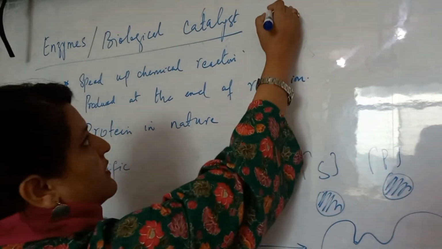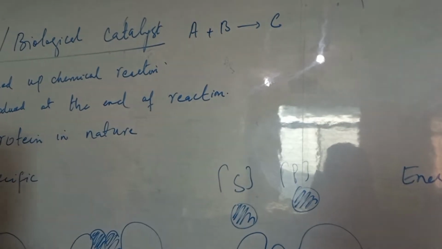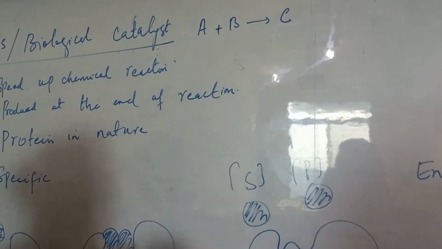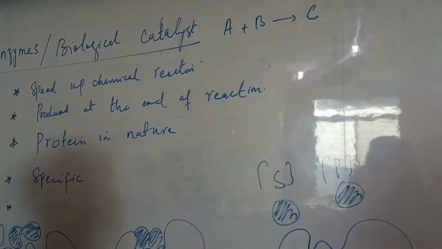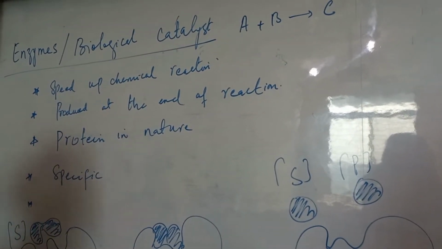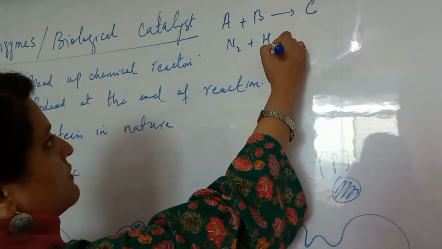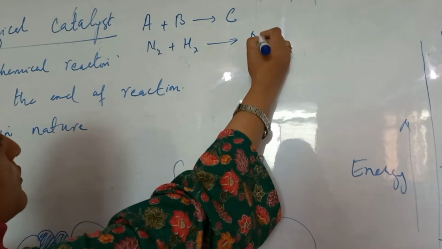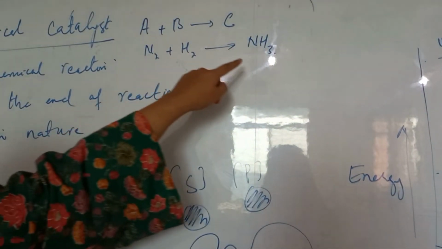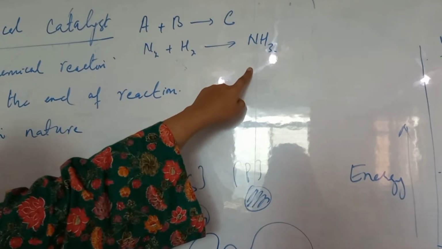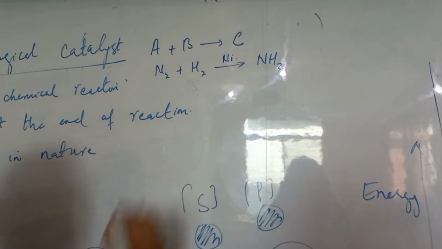For example, A is reacting with B to produce C. In the absence of catalyst, the reaction will take place at a longer interval. When the catalyst is added, the rate of the chemical reaction speeds up. For example, in the Haber's process, nitrogen reacts with hydrogen to form ammonia. But when the catalyst is added, the formation of ammonia speeds up. The catalyst used in this case is nickel.